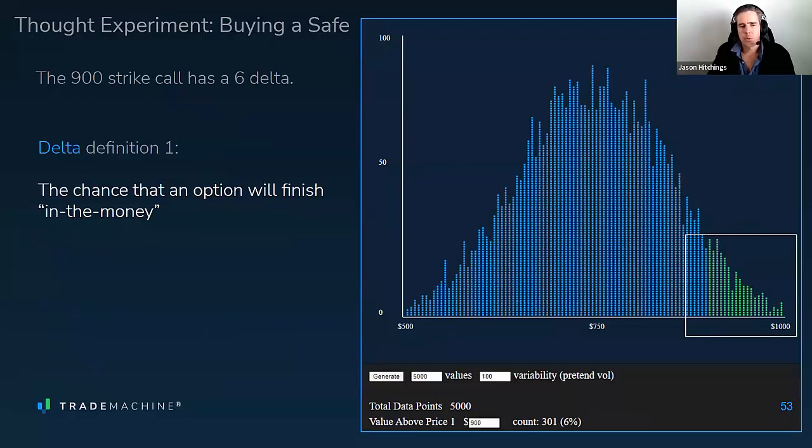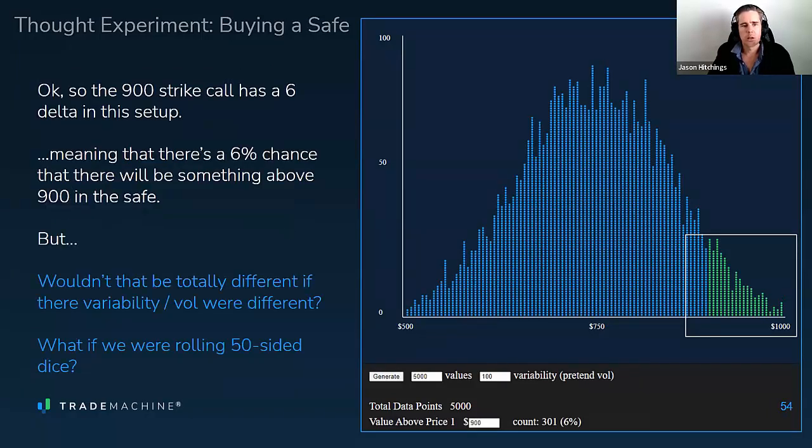The chance that an option will finish in the money. Okay, so let's keep that in mind. If there's a 6% chance that the 900 strike call ends up in the money, well, that seems fine for this particular distribution, but we saw a whole bunch of other distributions, and it doesn't feel like that would be true. We don't think 6% would always be in the money. It seems to be something to do with rolling the 100-sided dice.